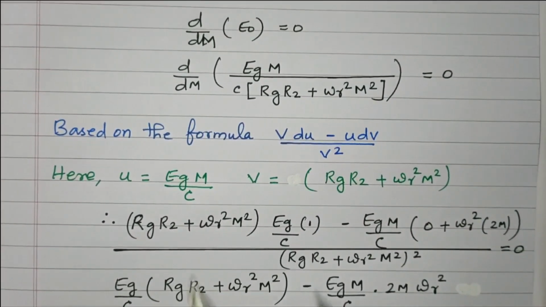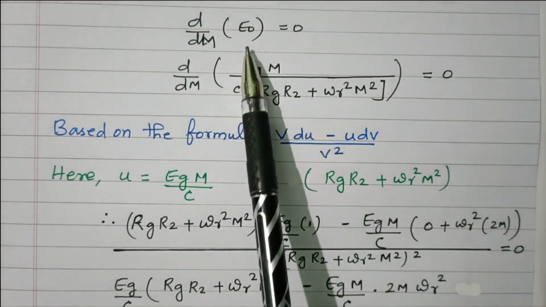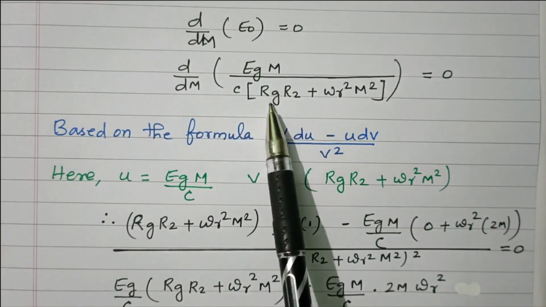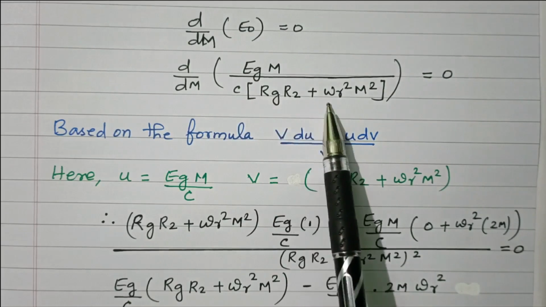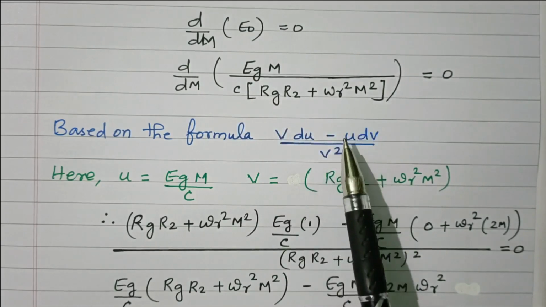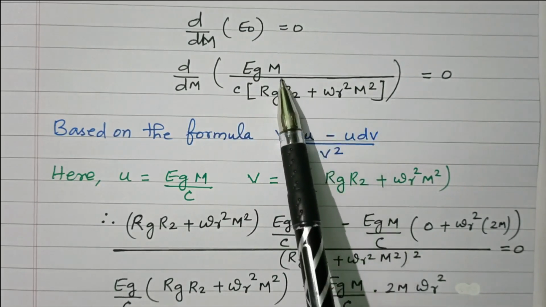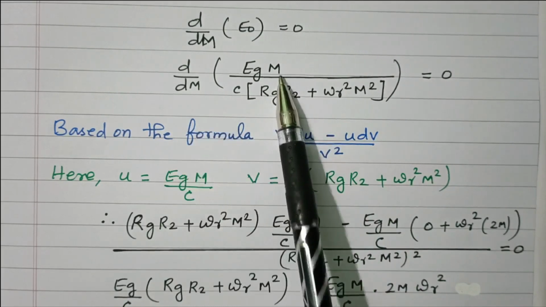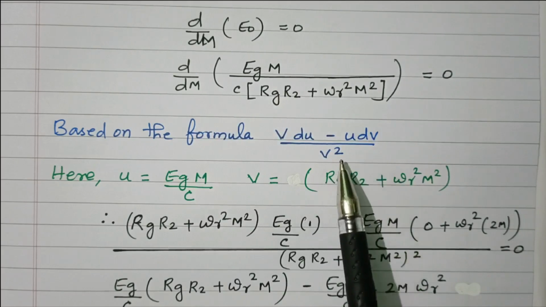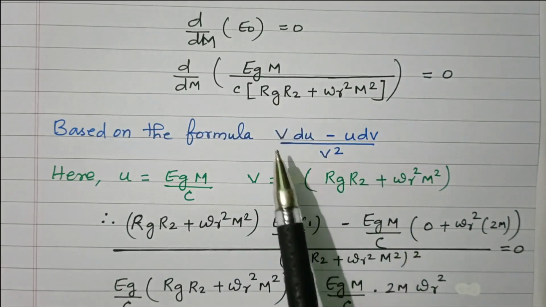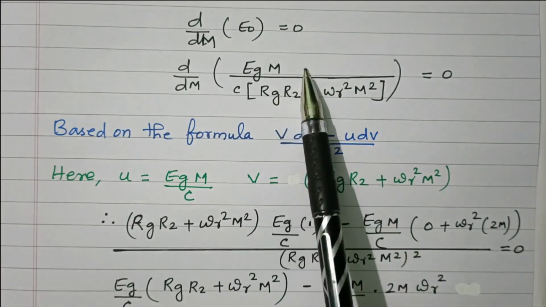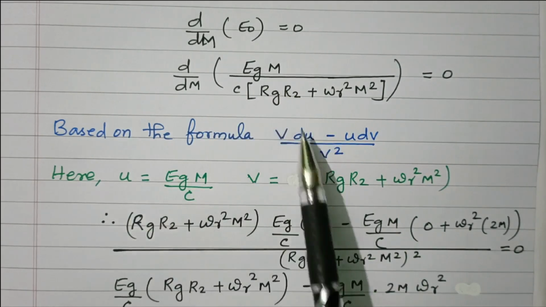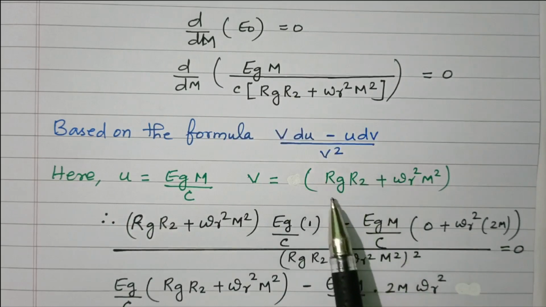So d by dm of E naught equals 0. E naught is nothing but Eg M divided by C of Rg R2 plus omega R square into M square. Now we need to differentiate this term with respect to M. M is available in the numerator as well as the denominator, so we can use the u by v method. This Eg M is u, and the term in the denominator is v.